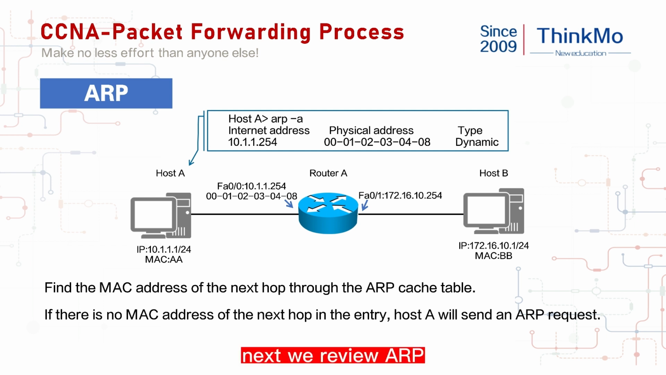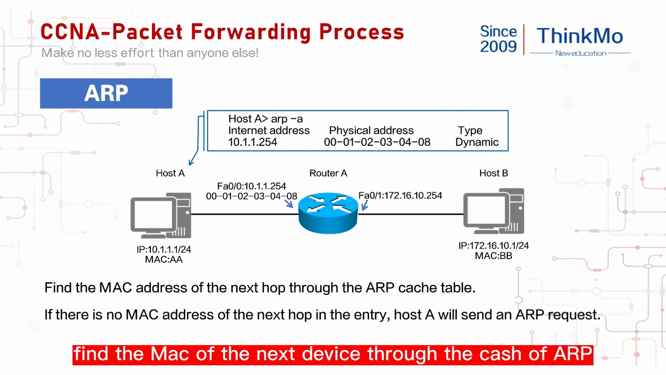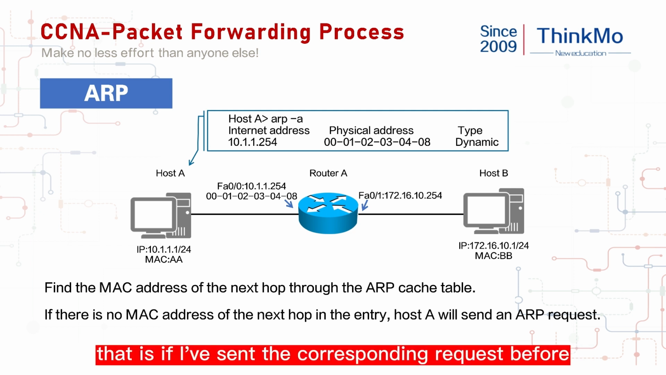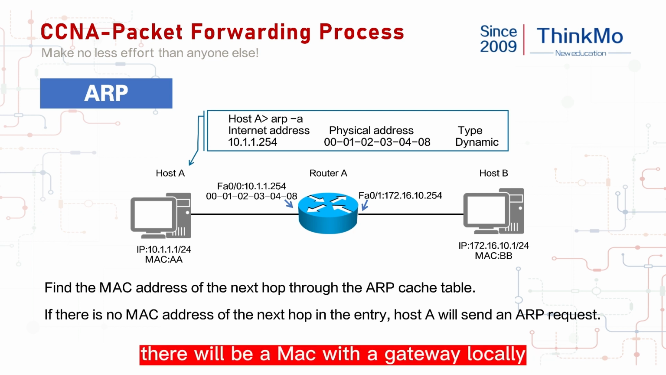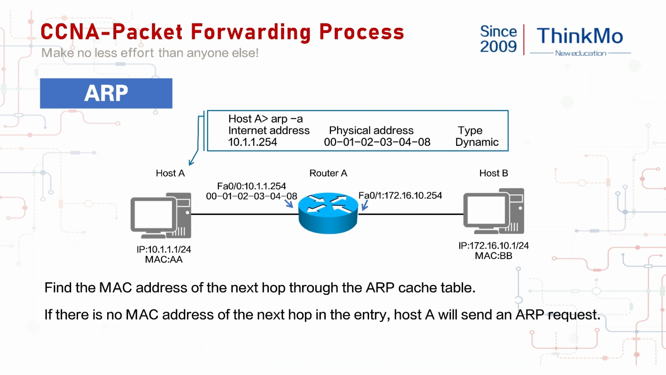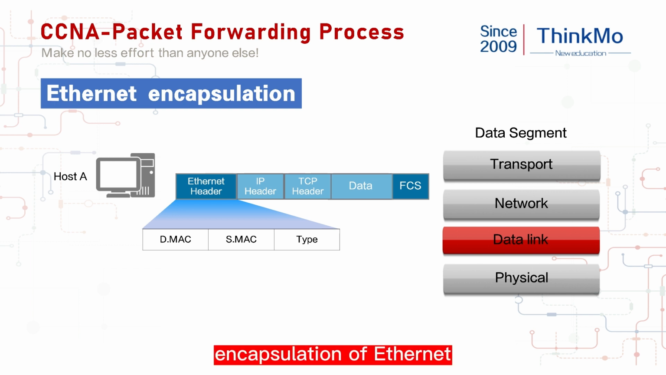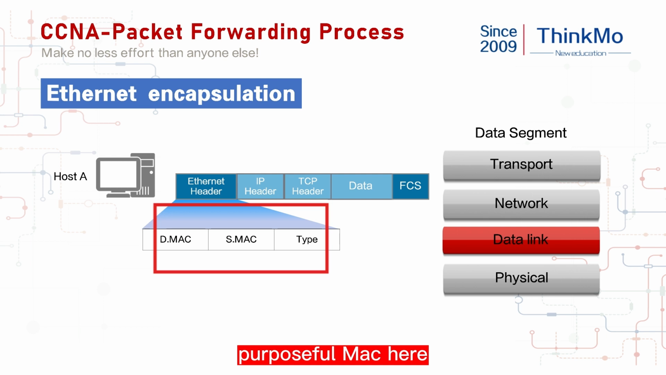Okay. Next we review ARP. Find the MAC of the next device through the cache of ARP. That is, if I've sent the corresponding request before, there will be a MAC of the gateway locally. The cross-network segment is actually sent to the gateway. If not found now, host A wants to send an ARP request to request the MAC of the gateway. These we have learned in the last lesson. Let's look down at the two-layer packaging, that is, encapsulation of Ethernet: destination MAC, source MAC, and type.